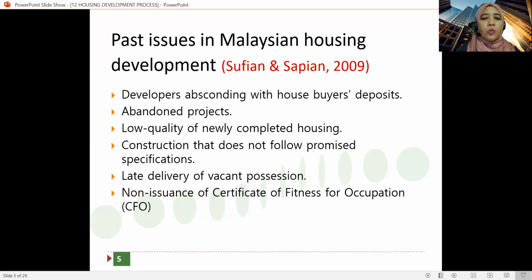The bullet points in the first one, developers absconding with house buyers' deposits. Apa maksud abscond tu? Abscond means to run away, melarikan, menggelapkan. The developers, they are entitled to collect 10% deposit from the total purchase price lah, from house buyers. So what happens when they got the 10% deposit? Katakan they are selling 200 units of apartment, for instance kan, priced at 300,000. So mereka boleh kutip 30,000 each lah daripada 200 units tu ataupun 200 house buyers.